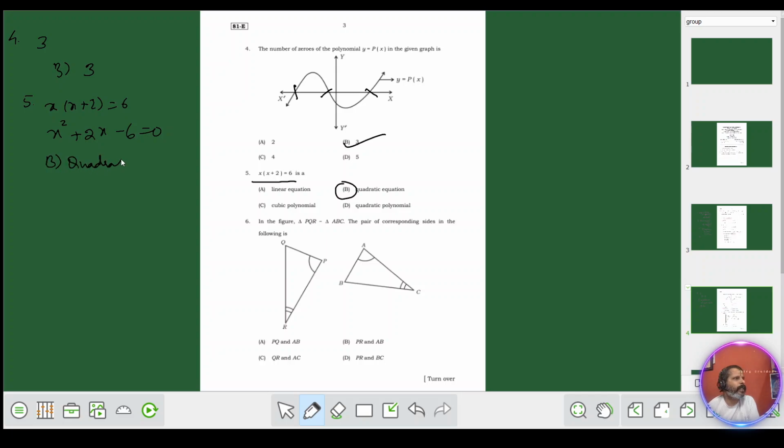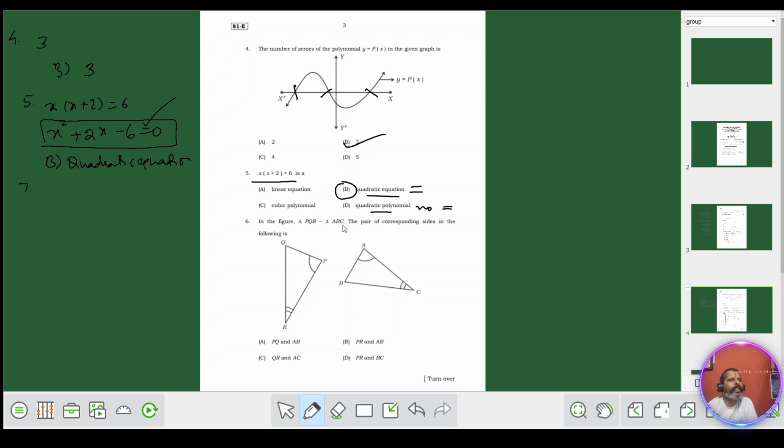It is a quadratic equation. Don't get confused here. There are two things, quadratic polynomial and quadratic equation. I hope you know the difference, but let me recap it. An equation will contain an equal-to sign. Here there is an equal-to sign, so it's an equation. Let's move on.